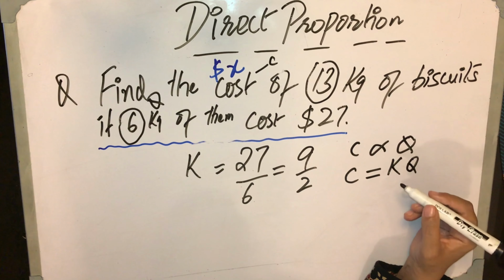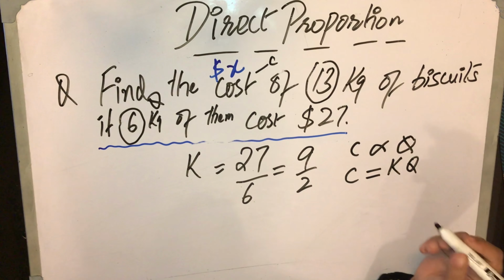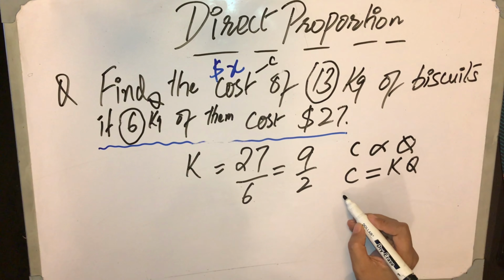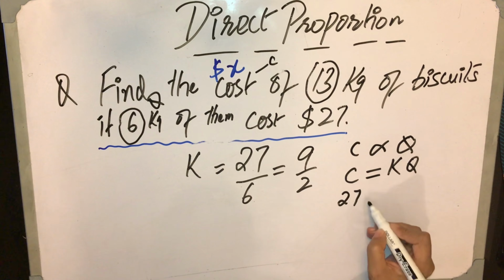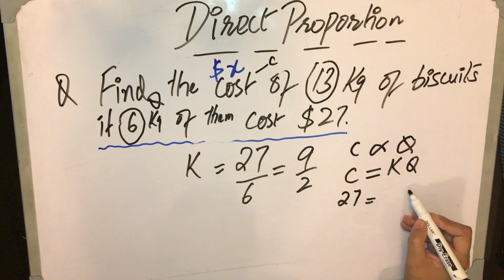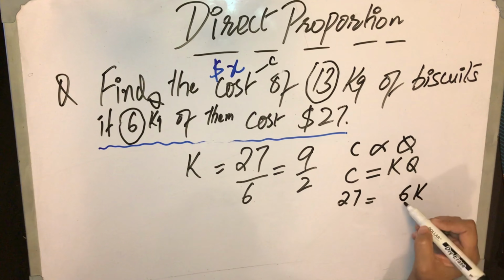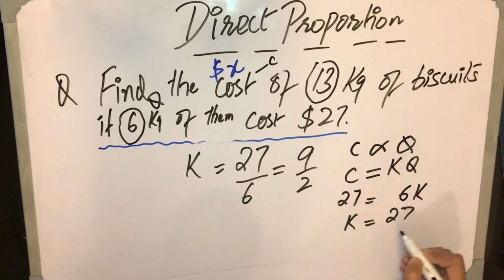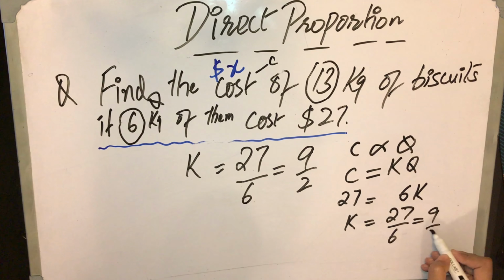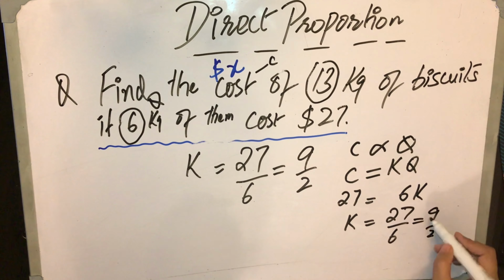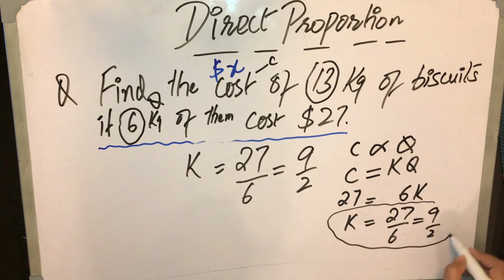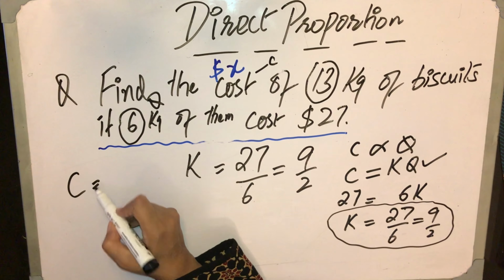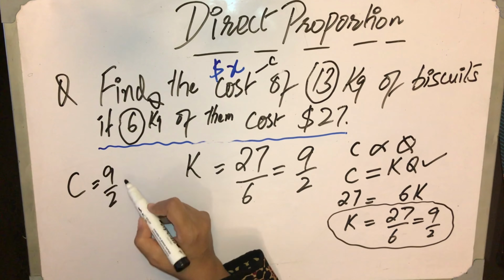K is the constant which will be used in this proportion. Now I shall use this statement and I shall write that if the cost is 27, the quantity is 6 kg, and I shall multiply this 6 with K. When I find the value of K, I shall divide this 27 by 6, and I will have 9 over 2. Now 9 over 2 is the constant in this situation, only in this question. I shall write C equals 9 over 2 Q.